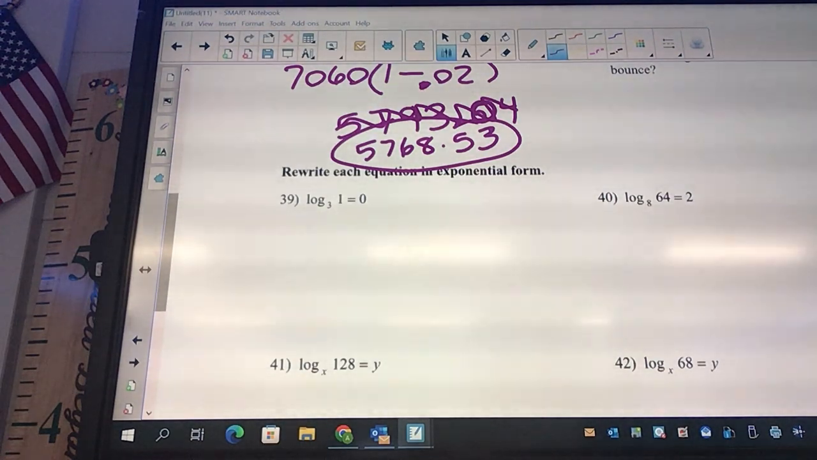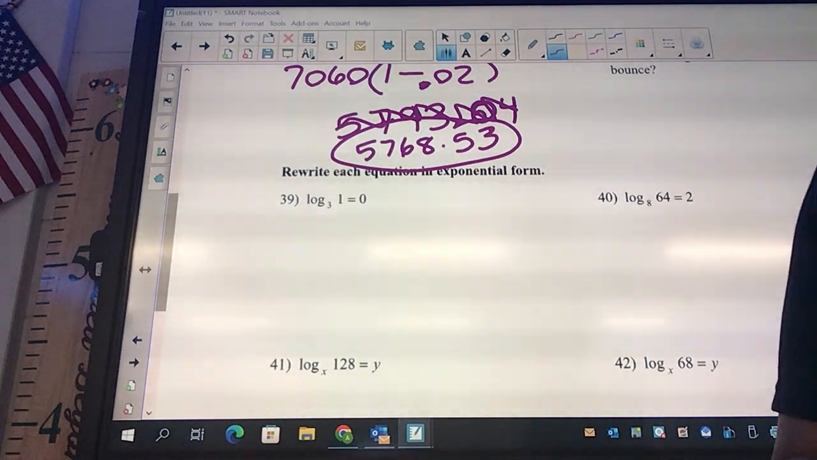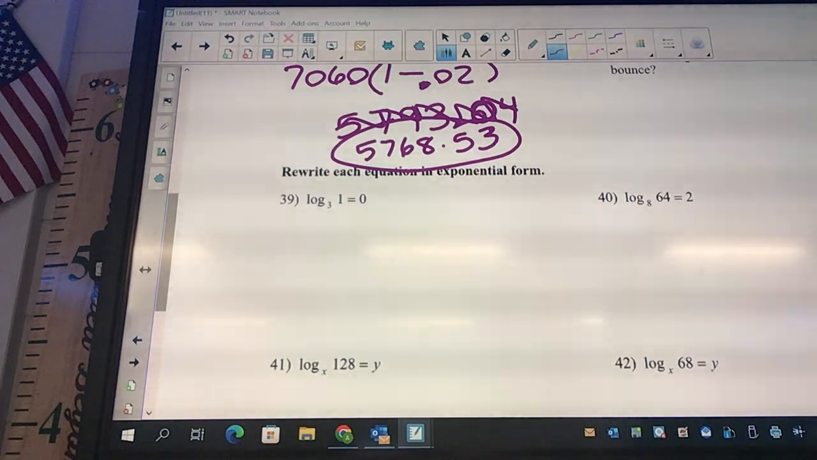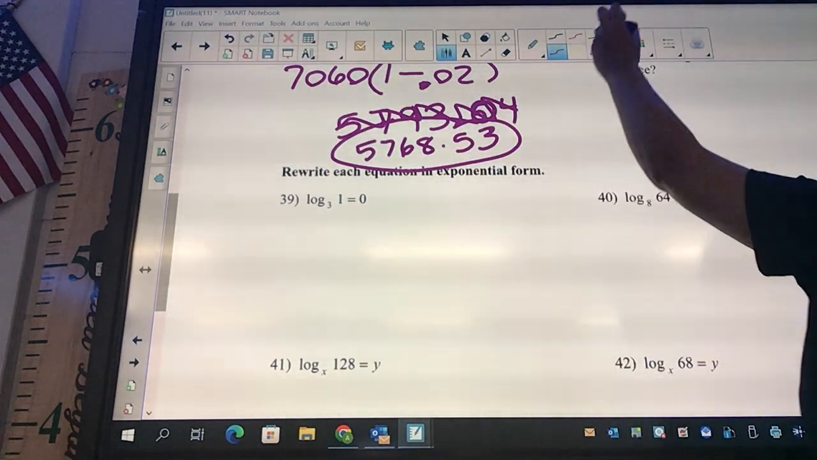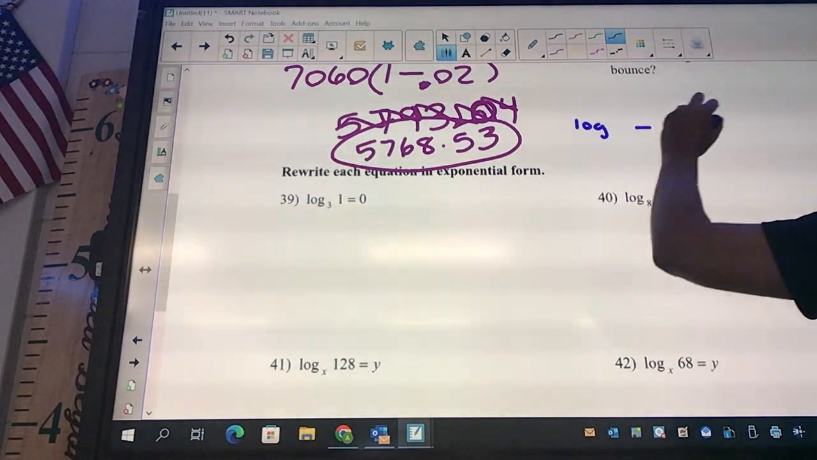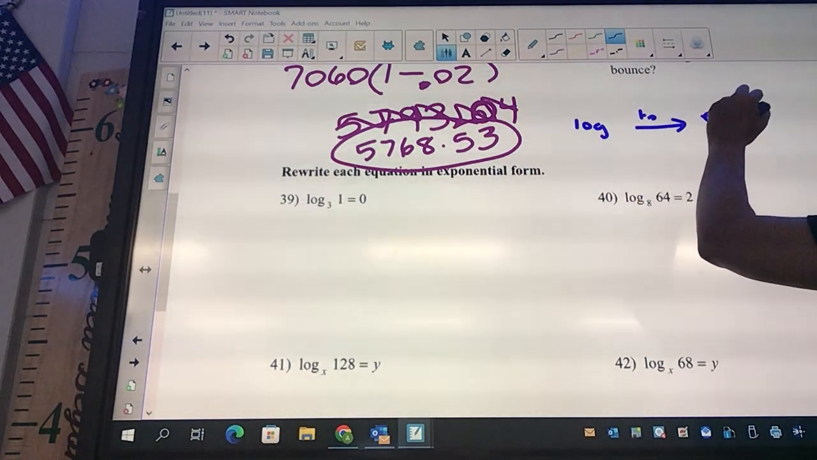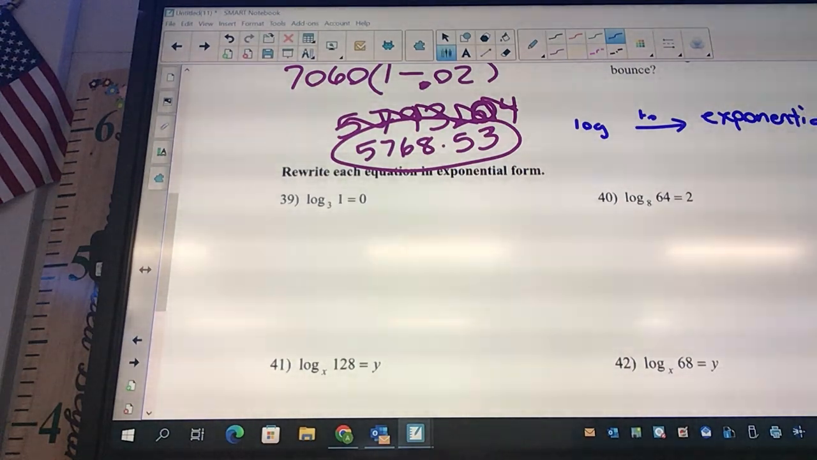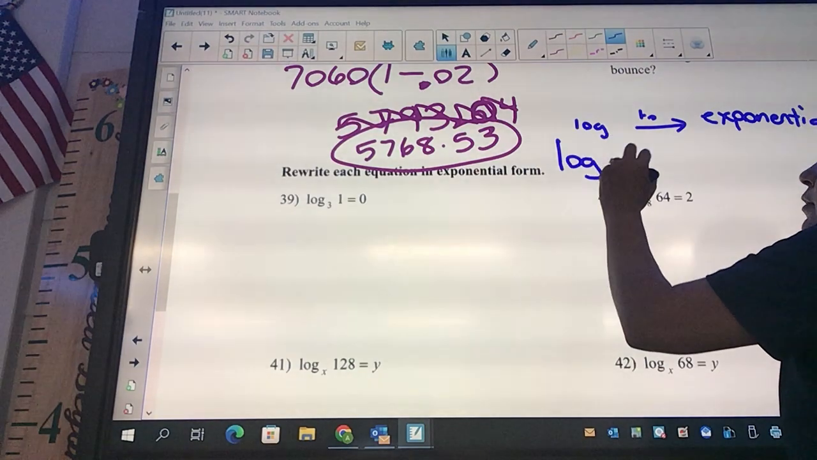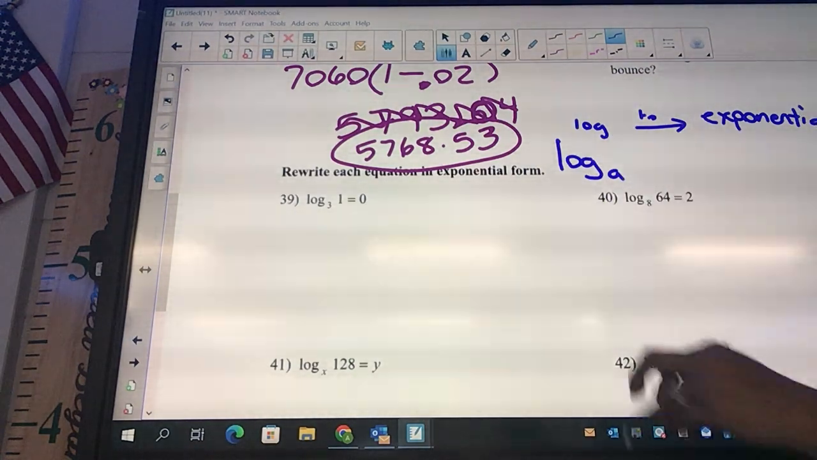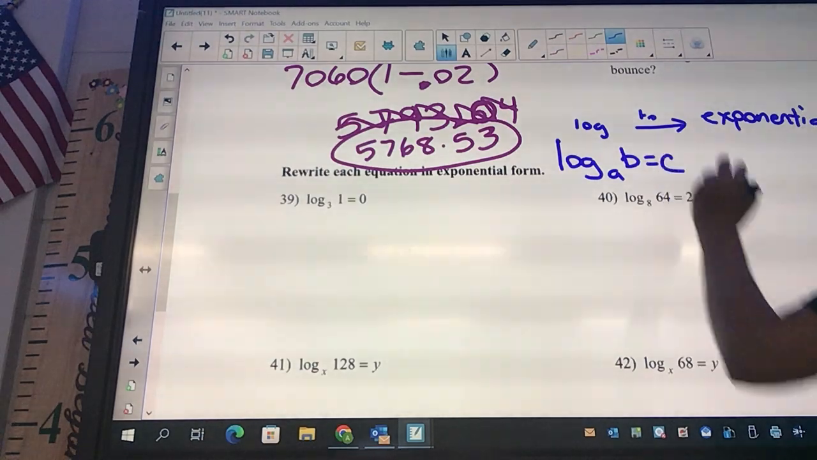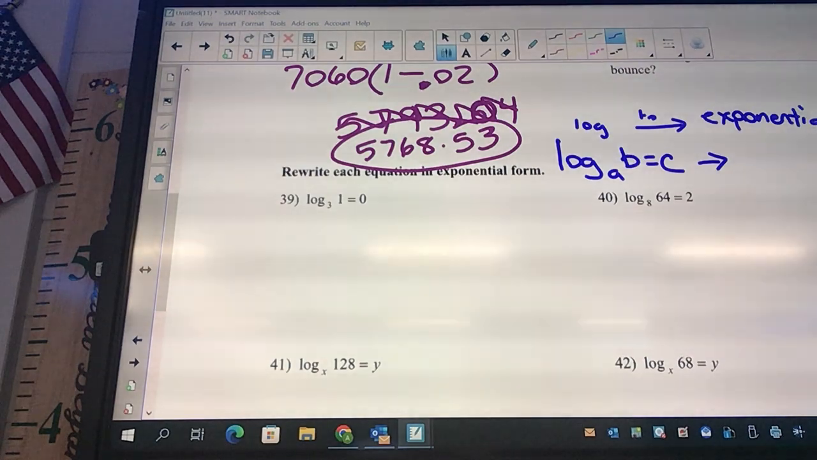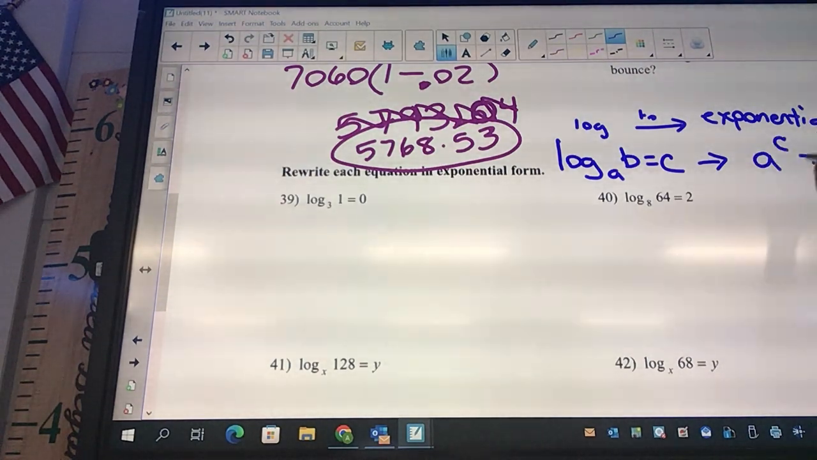Those ones don't know. Okay, rewrite each in exponential form. So they're giving it to us in log form. We want to go from log to exponential. Okay, so on here, I'm going to say log, and then we go to exponential. In log form, it goes like this: log of little a to the b equals c. When we convert it to exponential, it goes like this: a to the c equals b.